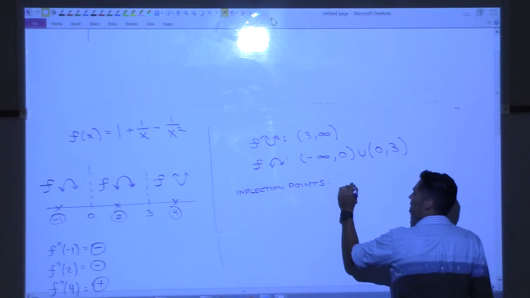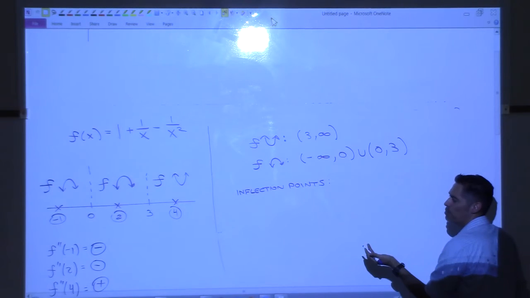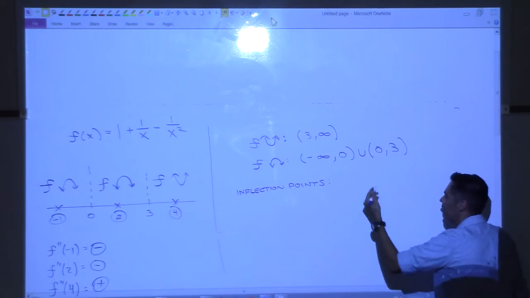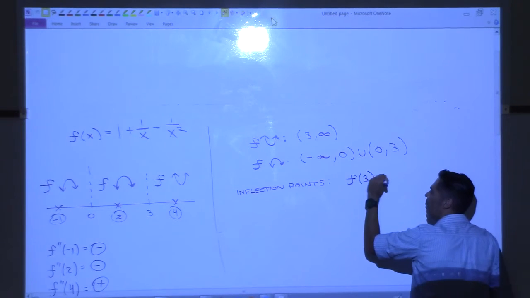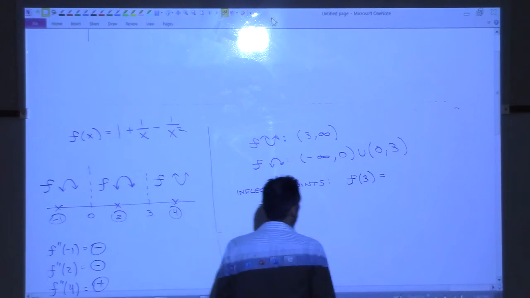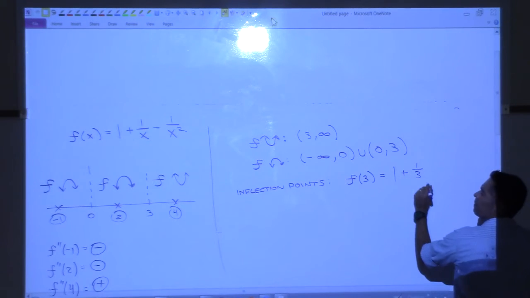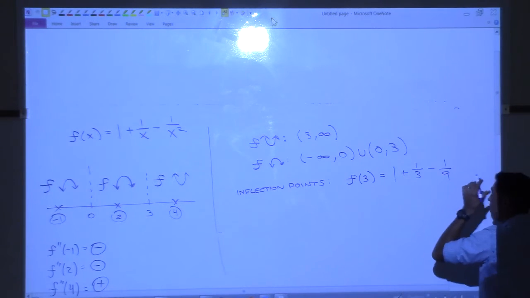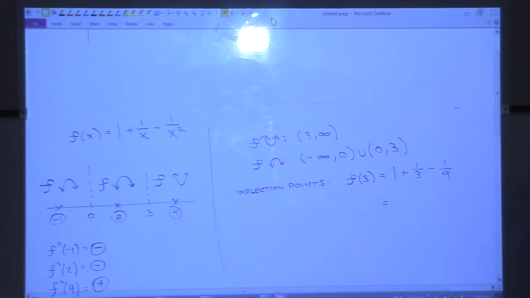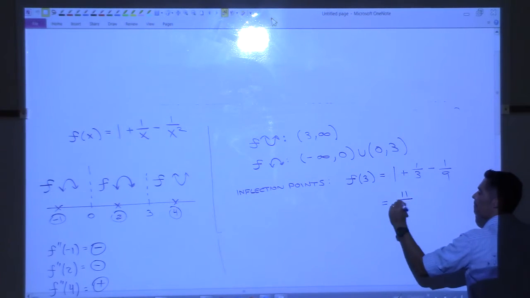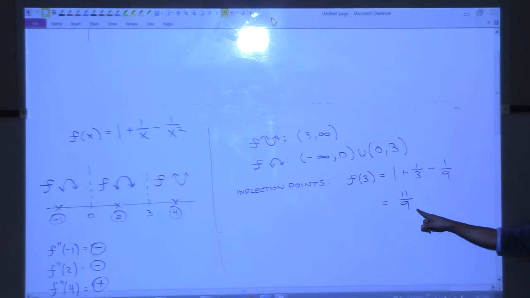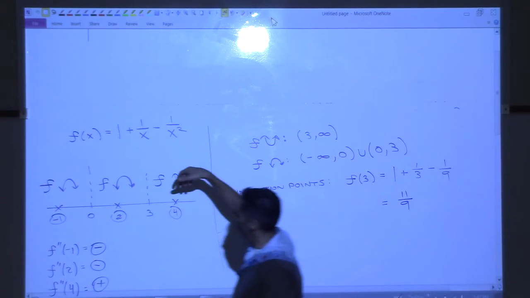But we do have an inflection point that happens. Now a lot of times with inflection points we just list the x value, like x equals 3. But we're so used to doing this anyway. Let's just go ahead and plug 3 into the function. If we do that, we get 1 plus a third minus a ninth, which I think is 11 ninths. So this 11 ninths really doesn't mean a lot to us because it's not a max or min, right? It's not a highest or lowest peak or valley. It's just where we go from a frown to a smile, right?